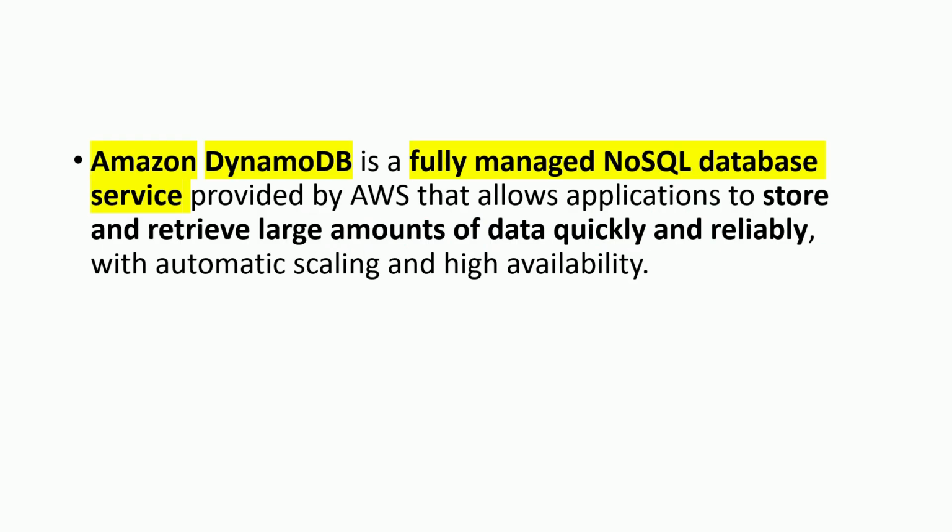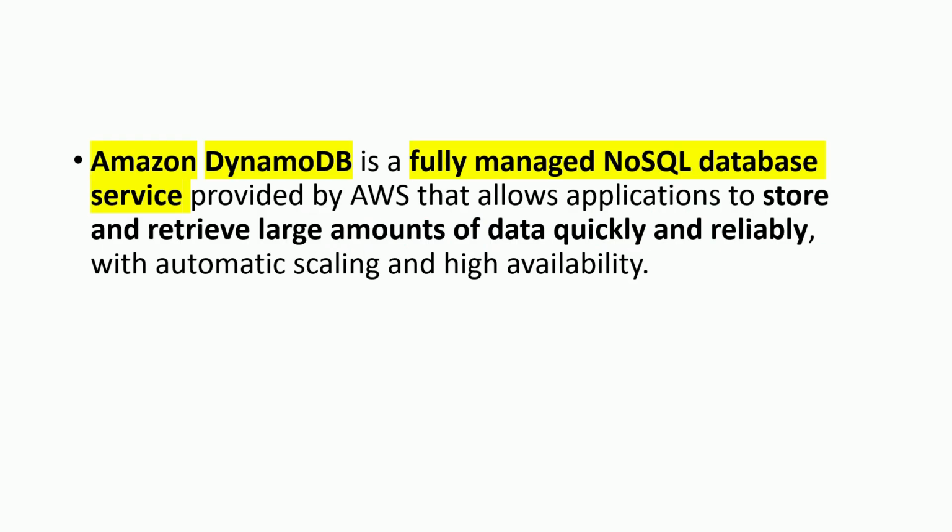Imagine you are building an app where thousands or even millions of users are storing and accessing data at the same time. Normally, managing servers and scaling and ensuring data safety would be very complex. But that's where DynamoDB comes in. DynamoDB is a fully managed NoSQL database service provided by AWS, meaning you don't need to worry about server maintenance or scaling. AWS handles everything for you.